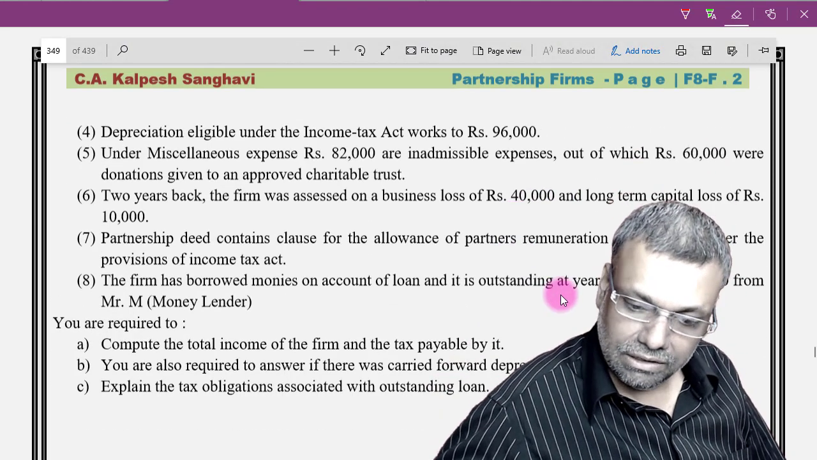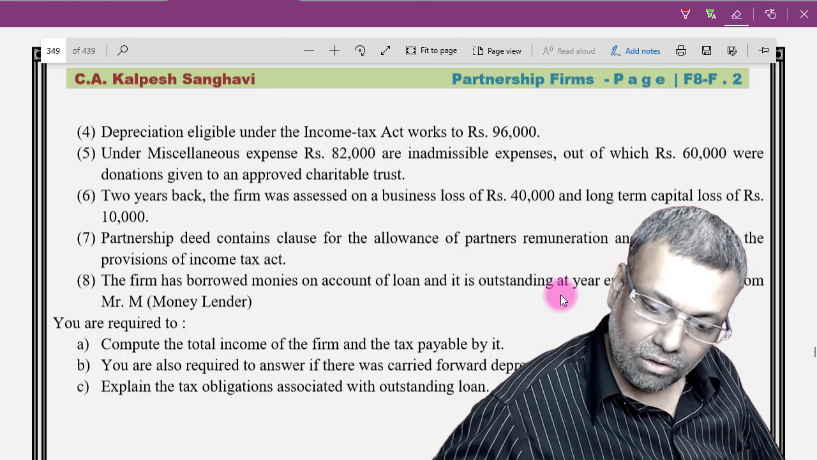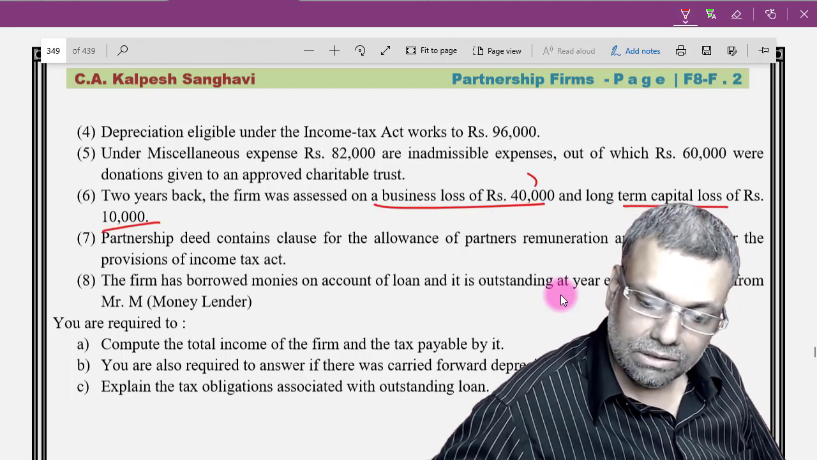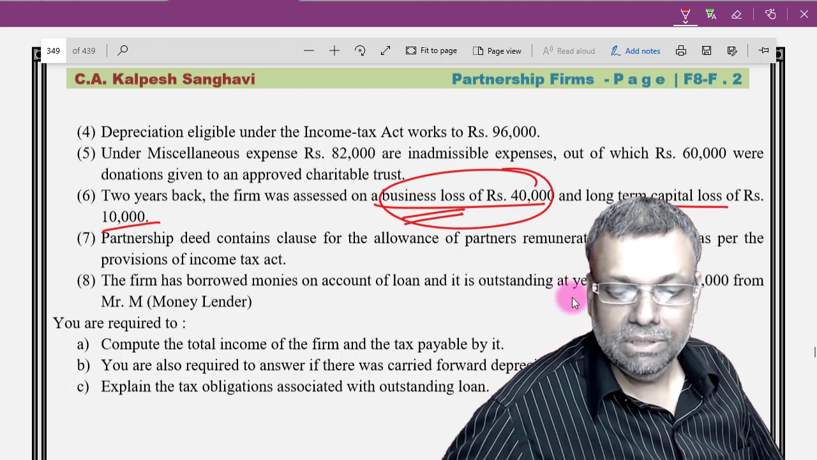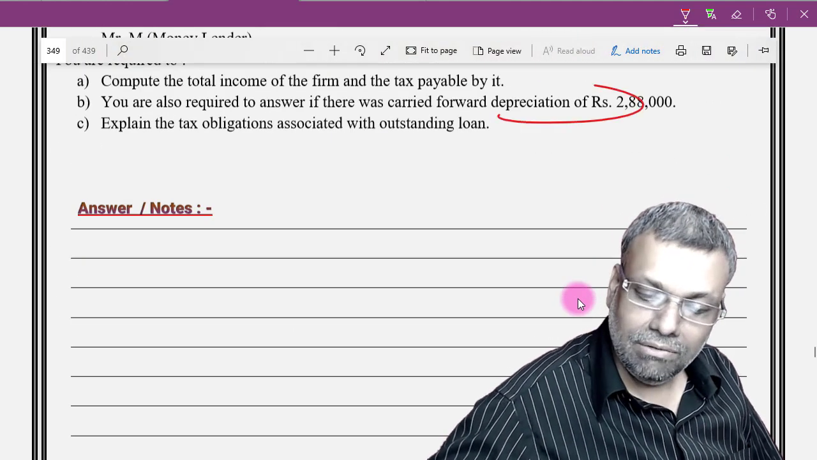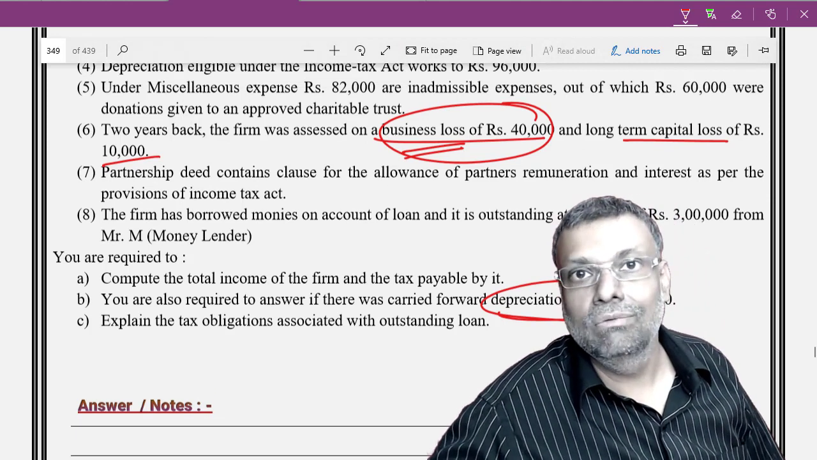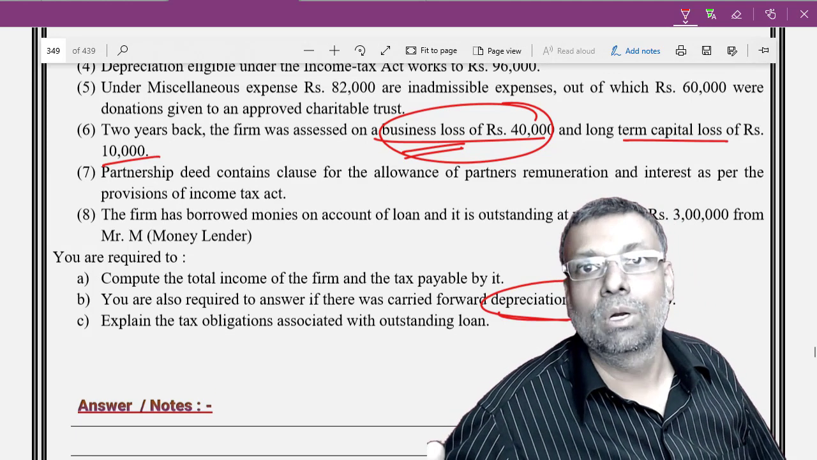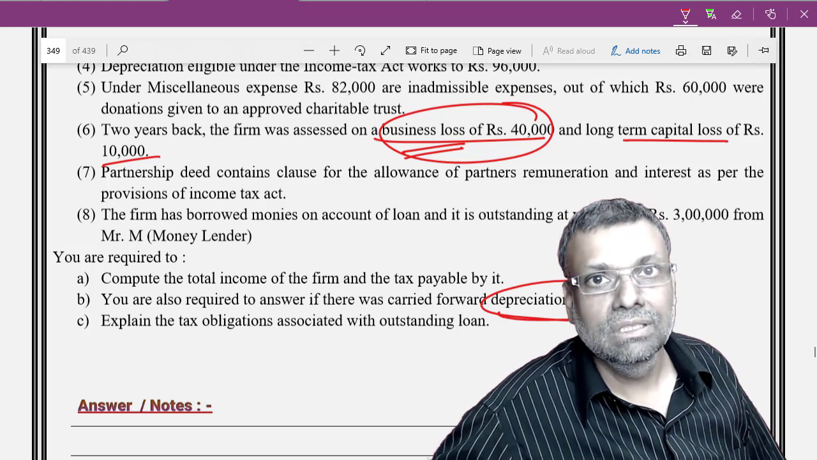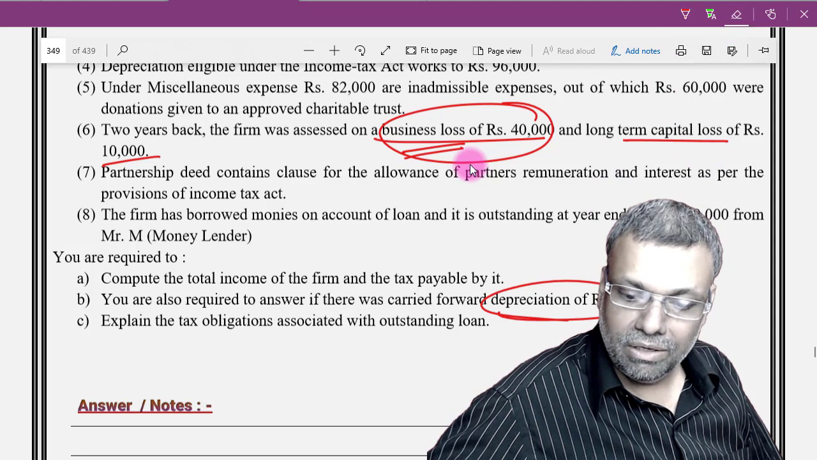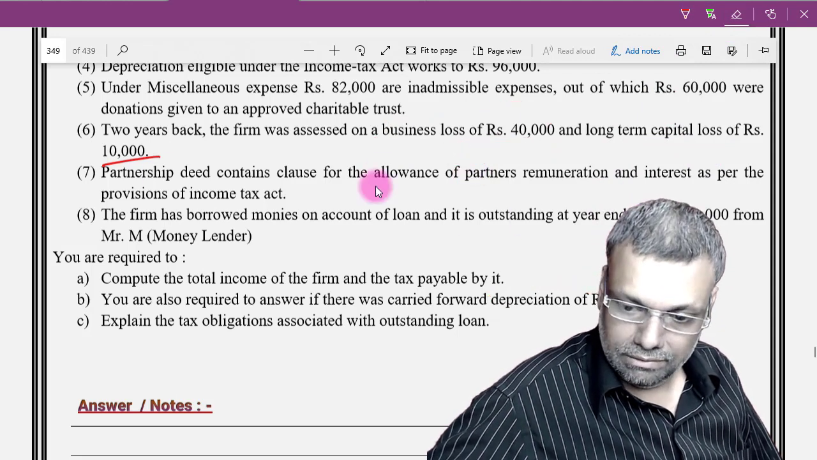Now see, in this particular case, they have already got some carried forward business loss and long-term capital loss. Since you already have a business loss, and you also have a depreciation, you have both of them, that means you have a problem. If any one of them was not there, then probably you would not face a problem. You have both of them, you have a problem. Keep that in mind. Capital loss will not come in our way because that is going in a different head altogether.